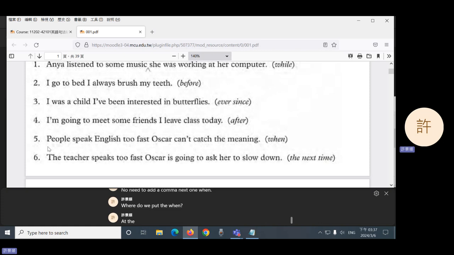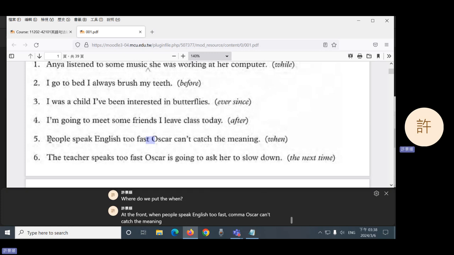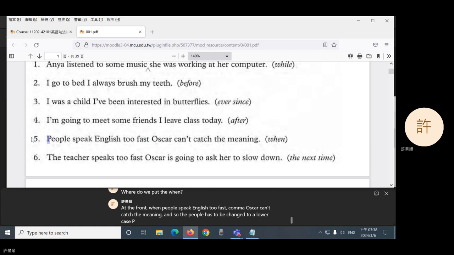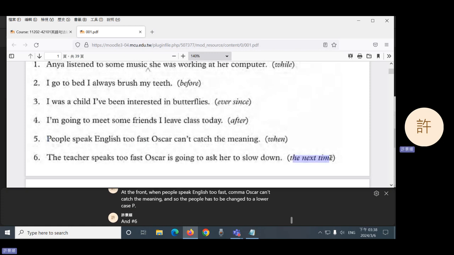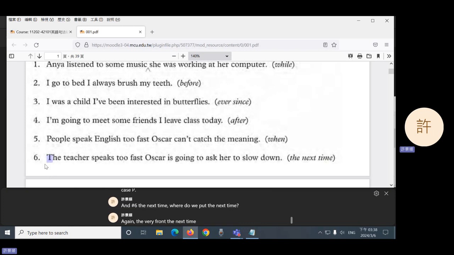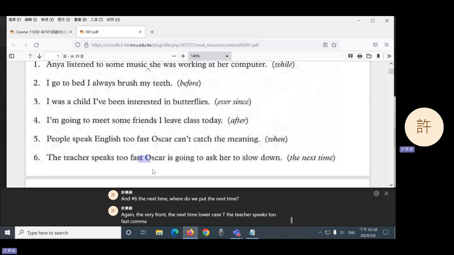At the front, "When people speak English too fast," comma, "Oscar can't catch the meaning." And so the people has to be changed to a lowercase p. And number six, the next time. Where do we put the next time? Again, the very front. "The next time," lowercase t, "the teacher speaks too fast," comma, "Oscar is going to ask her to slow down."